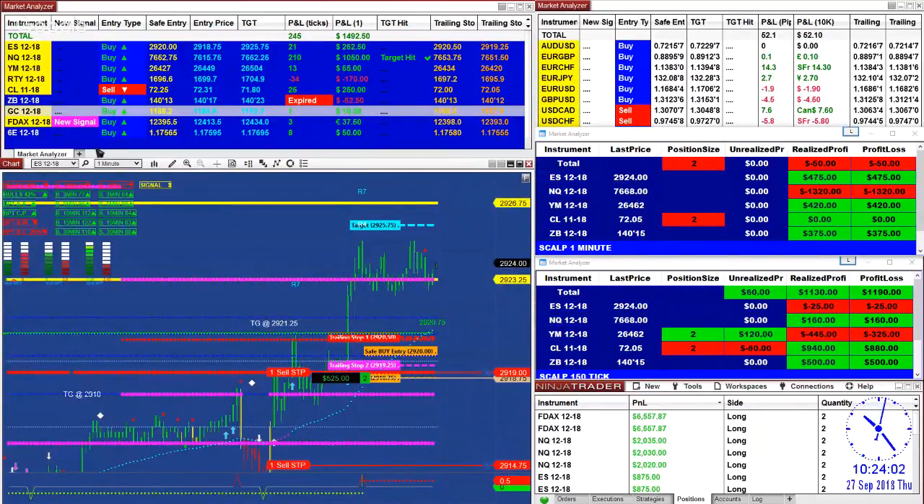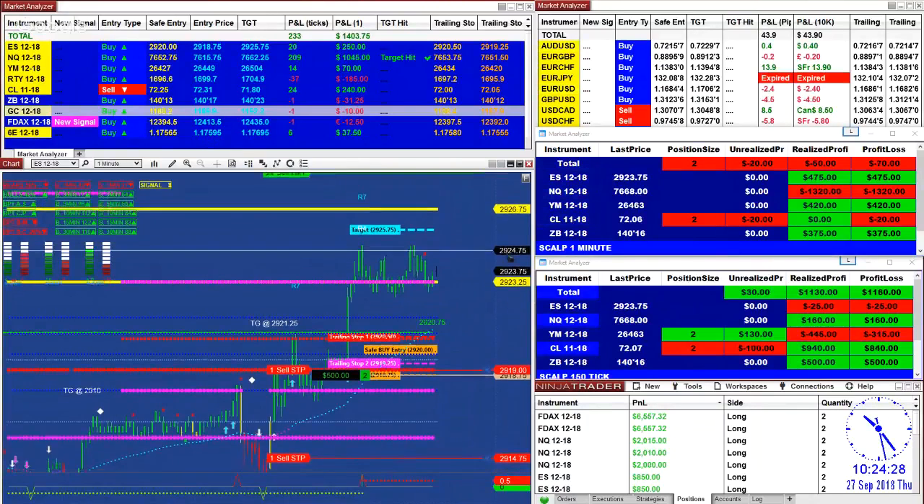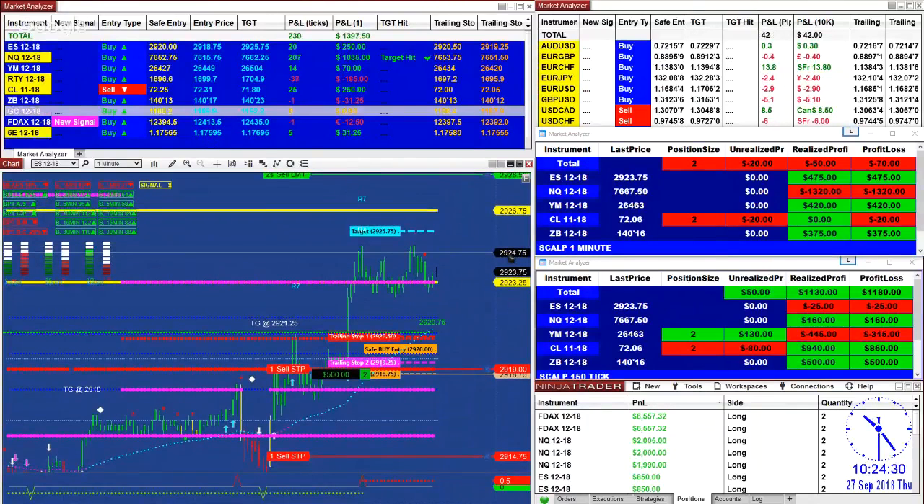We have a new signal on the DAX. You can see the new signal on the DAX. It says buy. The entry price is 413.5. Target 435. But for me personally, I would not trade the DAX at 10:24 Eastern time. If you want to trade the DAX, it's supposed to be in Deutschland time in Frankfurt, where you have to get up around 4 o'clock in the morning Eastern time. But I would not trade the DAX during the U.S. session.